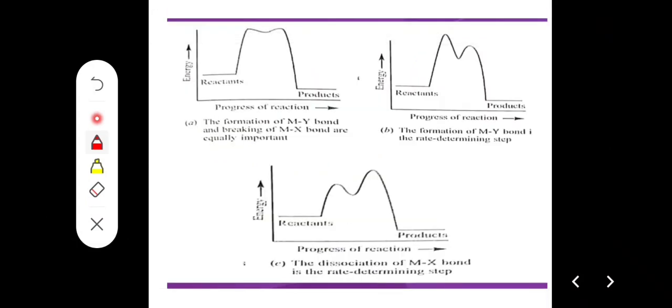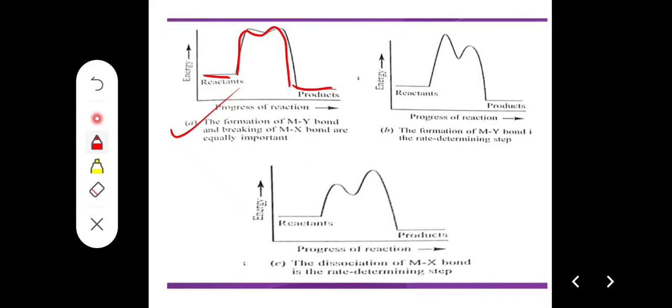Now consider the progress of the reaction: the formation of the M-O-I bond and the breaking of the M-X bond. There should be reactant and there should be product. The product gets more stability, so its energy should be lower. When the formation of the M-O-I bond and the breaking of the M-X bond are equally important, we get this type of gap.